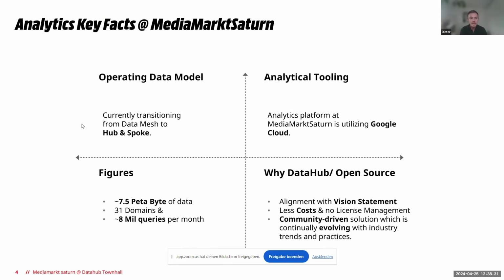Now, some key facts about how we are doing analytics in our analytics platform at MediaMarktSaturn. First of all, we are in a transitioning phase. We have used the concept of data mesh to really scale up our infrastructure, our data platform, where we have roughly 8 petabytes of data, and roughly 31 domains, including countries, are utilizing our platform and generating about 8 million queries on average per month. But to tackle governance challenges, and also interoperability between different domains, we are now transitioning to a hub and spoke approach.